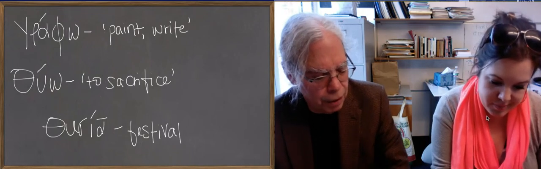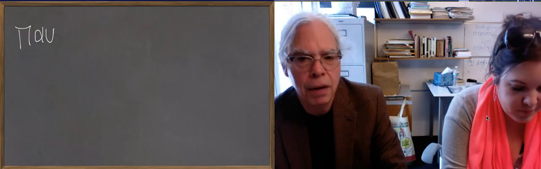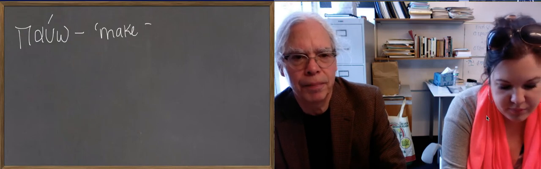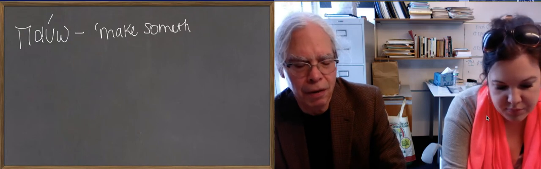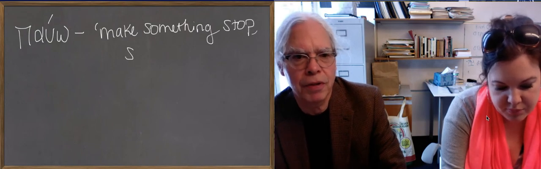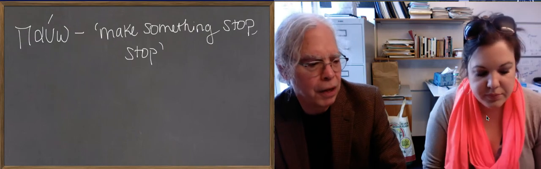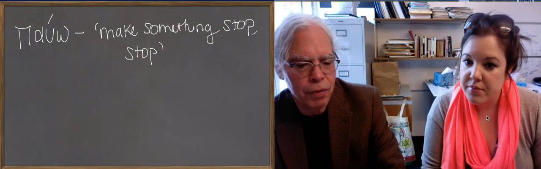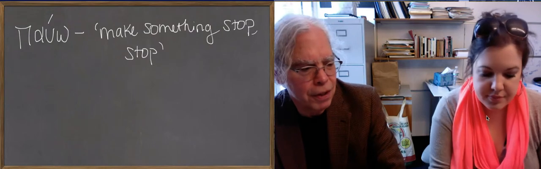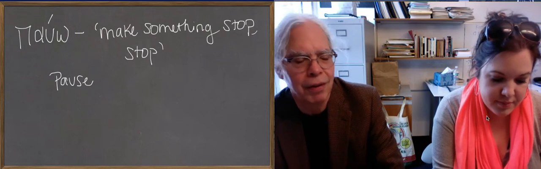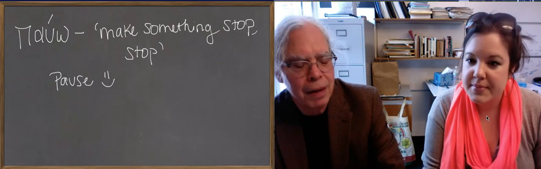The third verb in the lesson is pauo, which means make something stop, or stop. When we think of stop, we think of standing still, okay? But stopping can also be a verb that takes a direct object, as in stop someone from leaving, and that's the fundamental meaning of this Greek verb pauo. We have an English word derived from this, which makes it easy to remember: the word pause, which means, after all, stopping, right?